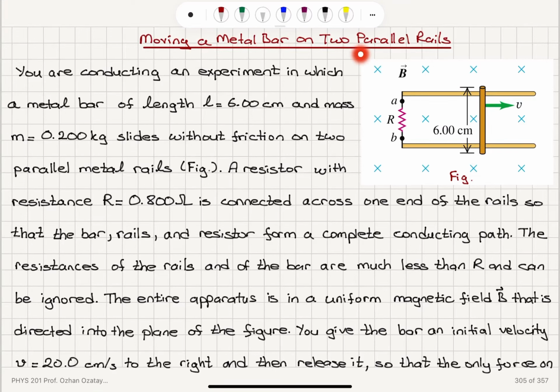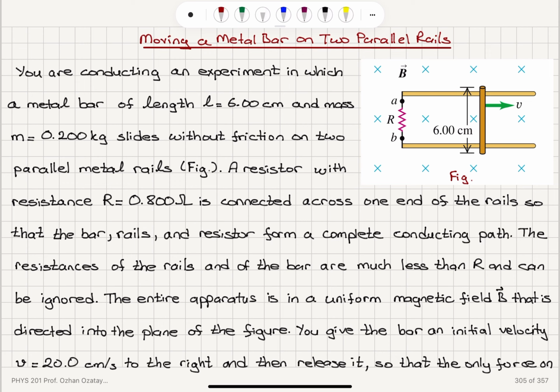Moving a metal bar on two parallel rails. You're conducting an experiment in which a metal bar of length L, 6 centimeters, and mass m, 0.2 kilograms, slides without friction on two parallel metal rails. So it's sliding on these rails.